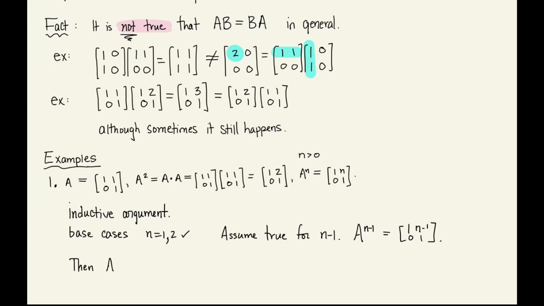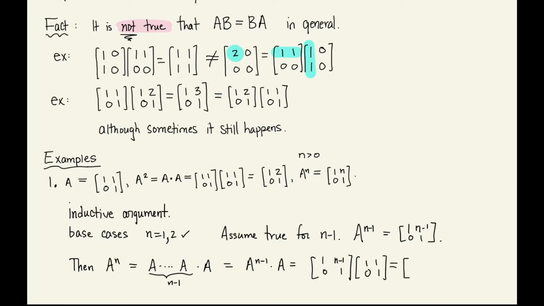So then A to the n means A multiplied times itself n minus 1 times, that's A to the n minus 1, times 1 more A. And that's A to the n minus 1 times A, which would be [1, n minus 1; 0, 1]. So you multiply this again times [1, 1; 0, 1], and carefully work out the matrix multiplication, and that is, of course, going to give you [1, n; 0, 1], and then you would be done.